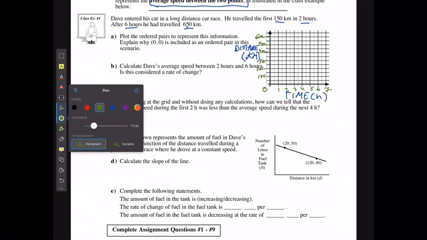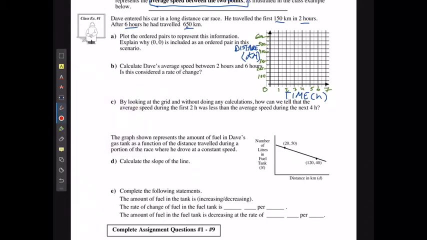I'm going to plot the points that exist on here, and I know I'm going to include the point of 2 and 150. I'm going to include the point of 6 and 650. And I'm going to include the point of 0 and 0 because after 0 hours, he hasn't traveled anywhere.